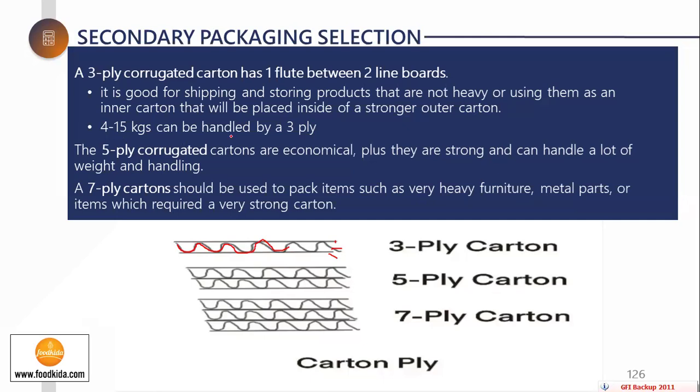Then 4 to 15 kg can be handled by 3-ply. Now 5-ply corrugated cartons are economical, plus they are strong and can handle a lot of weight. A 7-ply should be used to pack items such as heavy furniture and metal parts. Alright. So for glass bottles, you go for 5-ply, ideally.